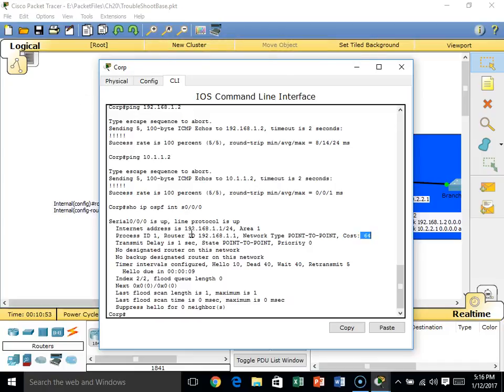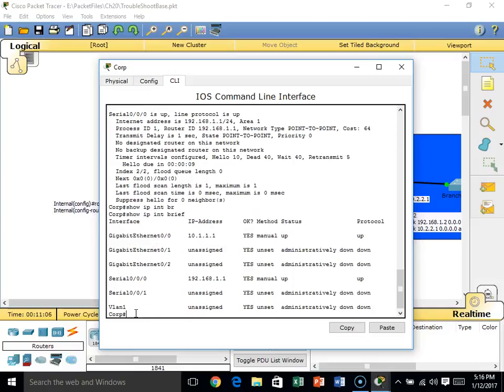The process ID and the router ID: the process ID is 1, and the router ID is 192.168.1.1. Again, if we go back to show IP interface brief, this 192.168.1.1 is the highest IP address on this router, hence it's going to be its router ID.